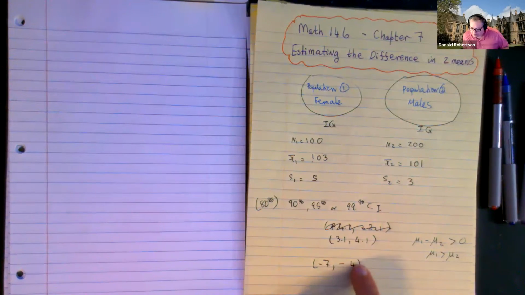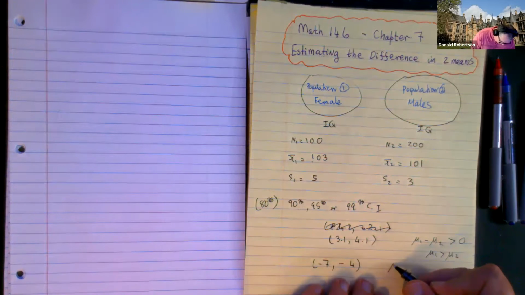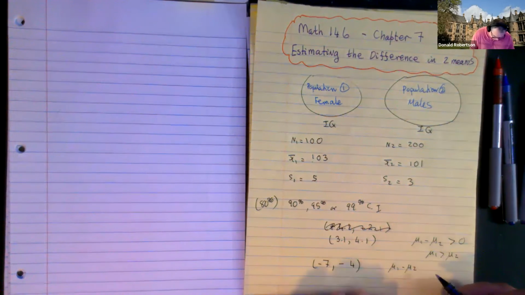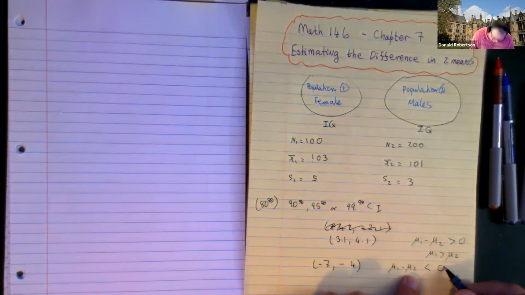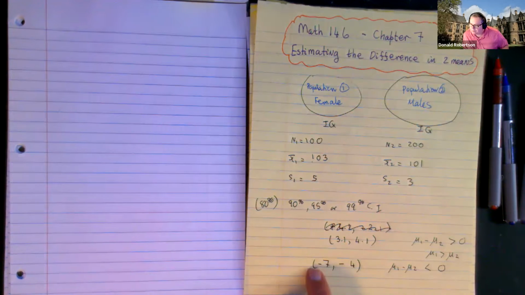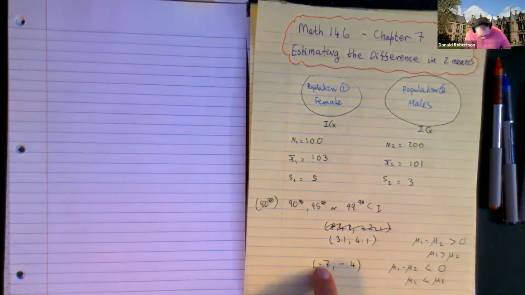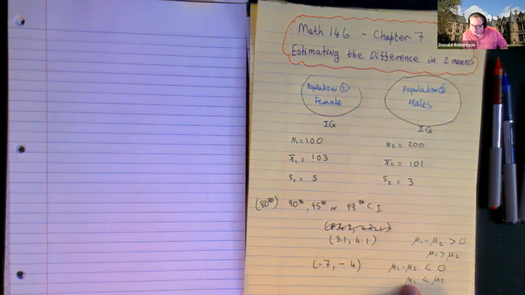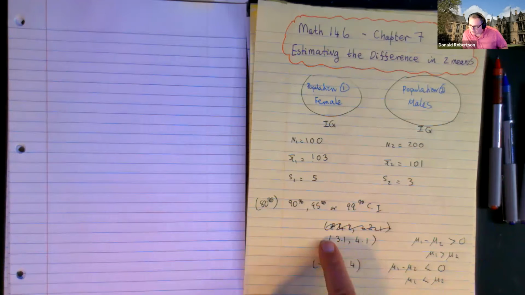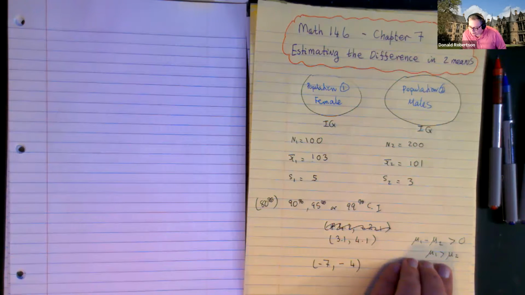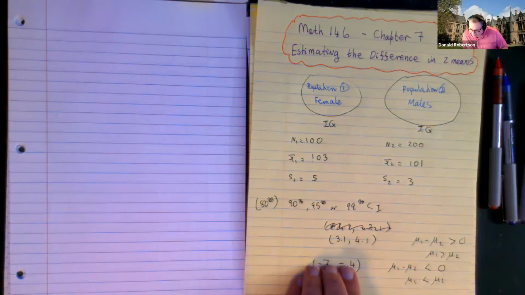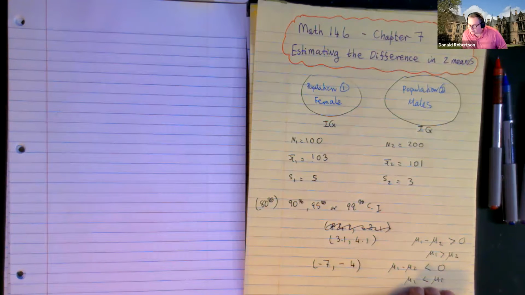Now, a totally different story. Suppose I got an interval that looked like that. Then since all these numbers are negative, doesn't that mean that the difference between the first and second population is a negative number? Right? And the conclusion then is that this interval would be evidence that the first population had a smaller mean than the second. So you're going to get an interval where they're all positive. Your conclusion will be the first population mean is bigger than the second. If you get an interval that's all negative, won't your conclusion be the opposite of that? The first population mean is less than the second.